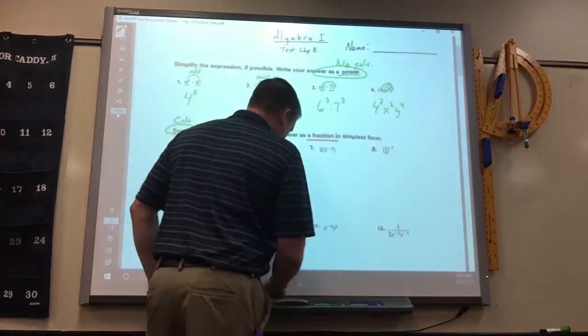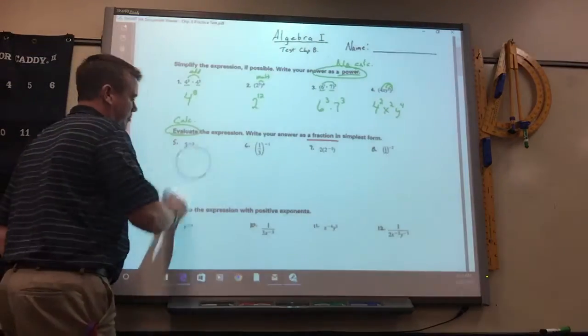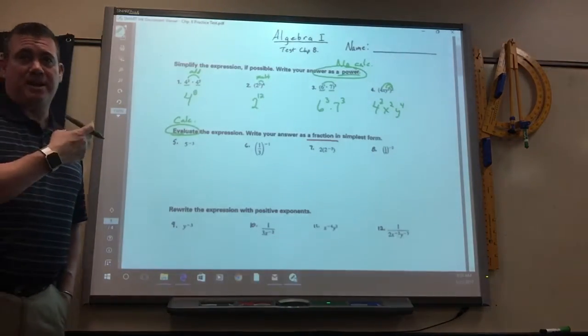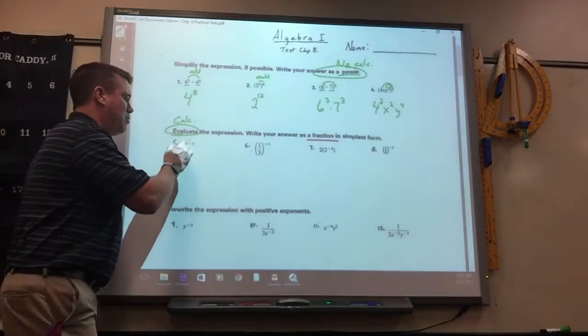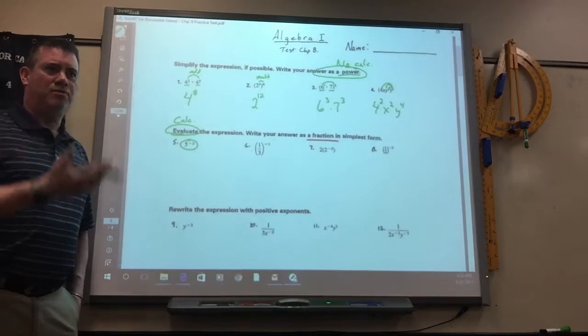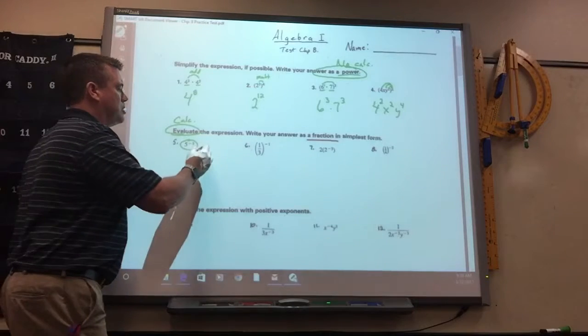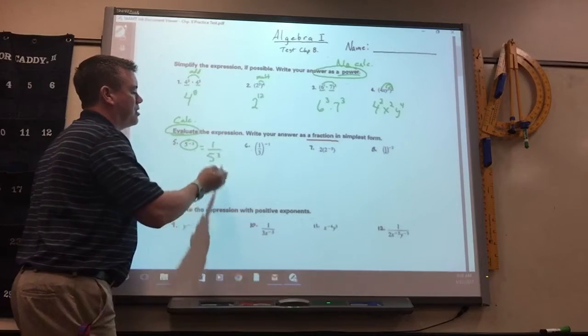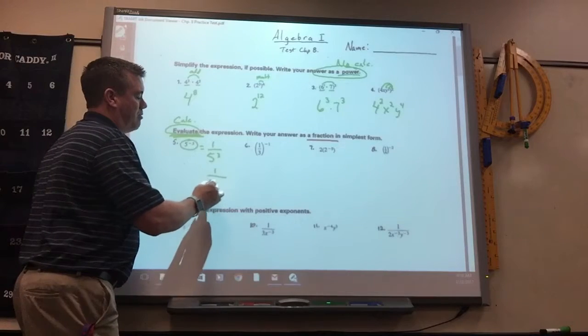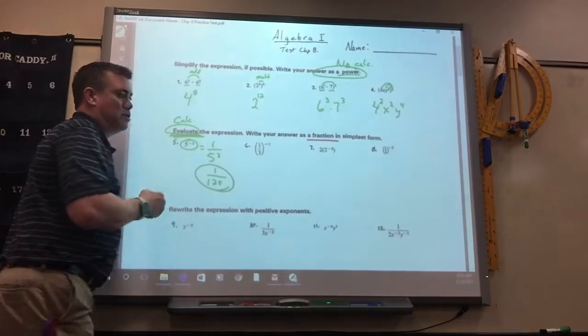Write your answer as a fraction in simplest form. These are the easy fractions. All you need to do is remember the rule when the exponent's negative. Move it to the bottom. If it's on the top, move it to the bottom; if it's on the bottom, move it up. So this is 1 over 5 to the 3rd, and then you've got to simplify it. 1 over 5 to the 3rd is 1 over 125.